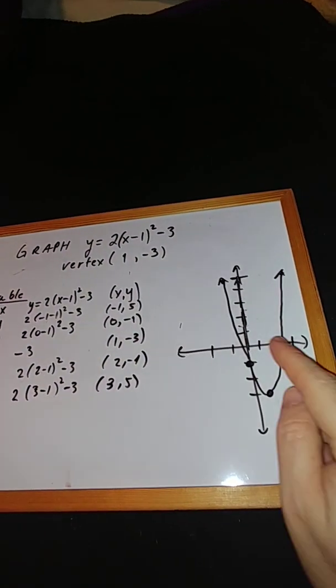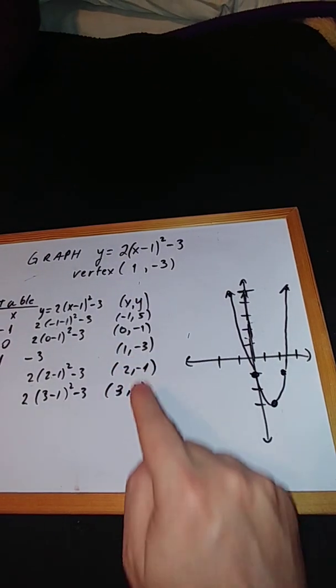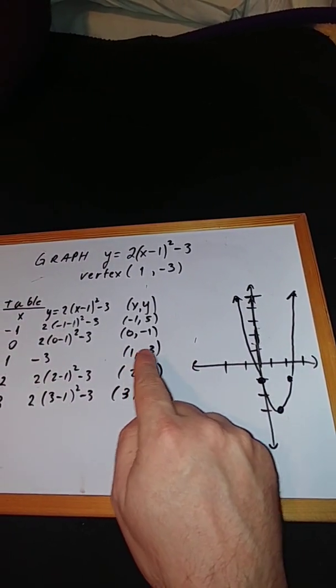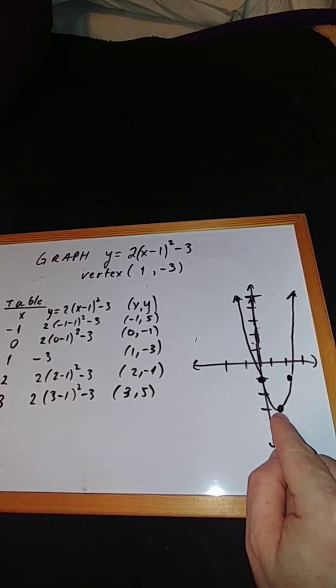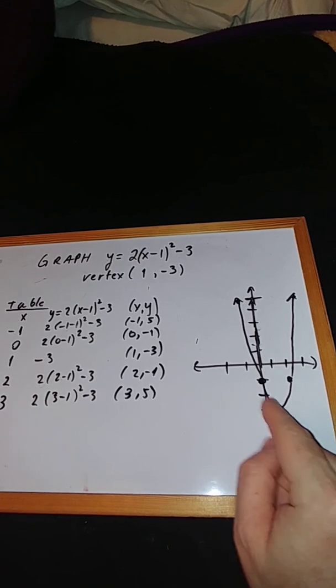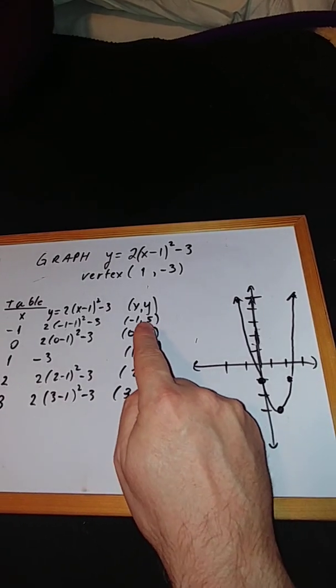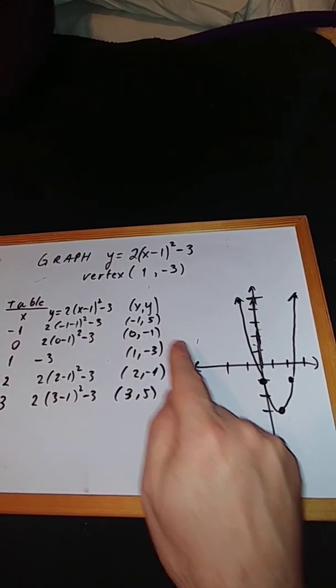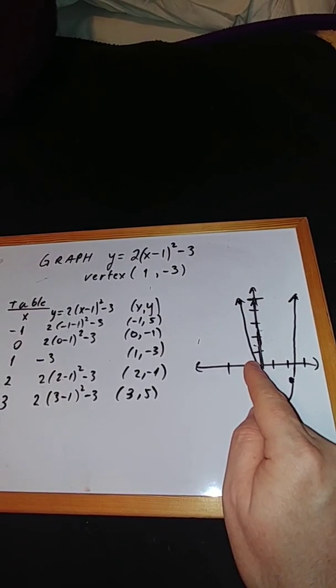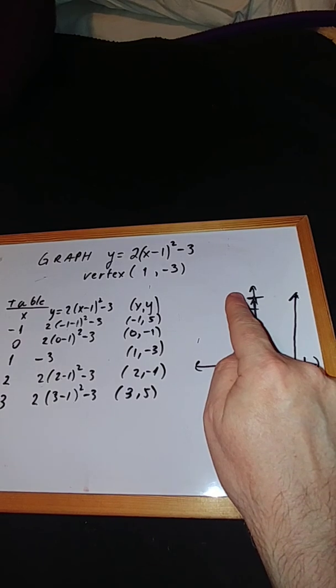Next, once you have established these 5 key critical points, you plot them on your grid. So (1, -3) is the vertex. This is the minimum value of the parabola. It's the turning point. And then if you want to plot the other points, let's say (-1, 5), you start at the origin, go 1 across, and then 5 up.